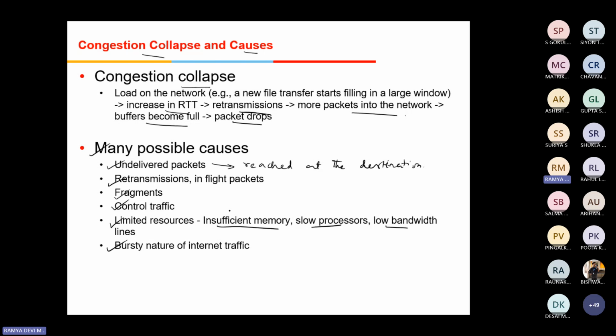Bursty traffic, internet is always bursty, right? Sudden spikes in traffic will occur and overwhelm the network quickly, and all of a sudden packets will be dropped. So congestion collapse not only focuses on too much traffic, but also on inefficient usage of resources. Definitely all these things will reduce the performance.